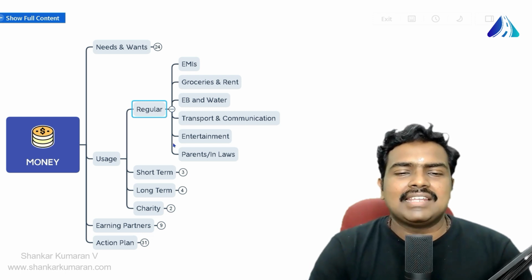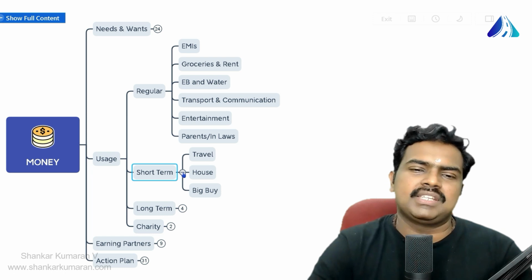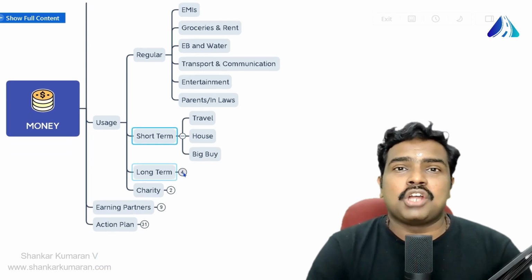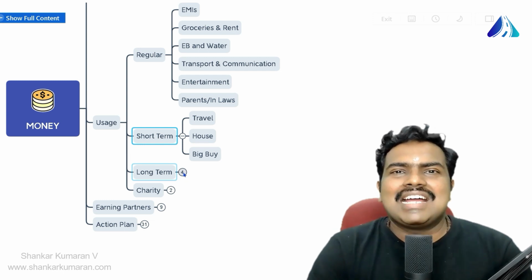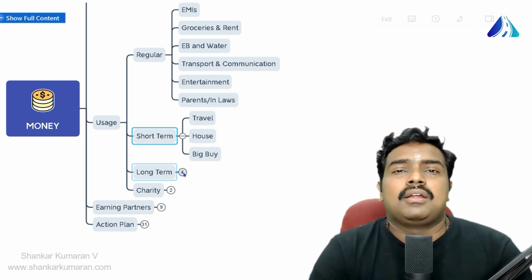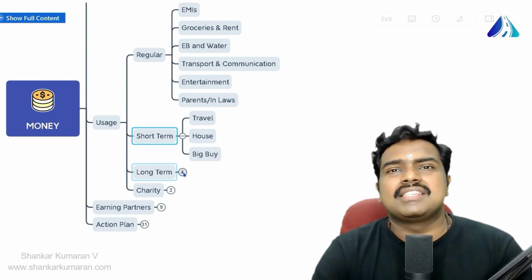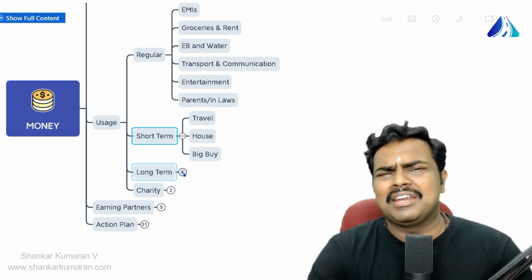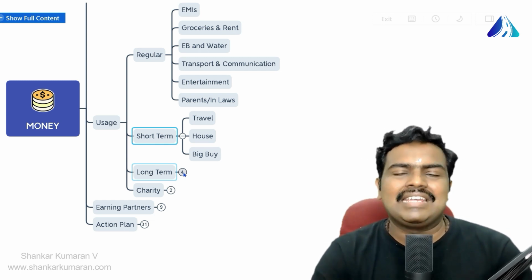So let us see what are all the short-term expenses or usages. The first thing is short-term travel. You may have a plan of a long Rajasthan tour, or a foreign tour, a Mauritius tour, anything it may be. So travel, or buying a house, or owning a villa, or a big buy, that could be a BMW or something else, anything it could be. So all those kinds of short-term goals of a product or a thing.